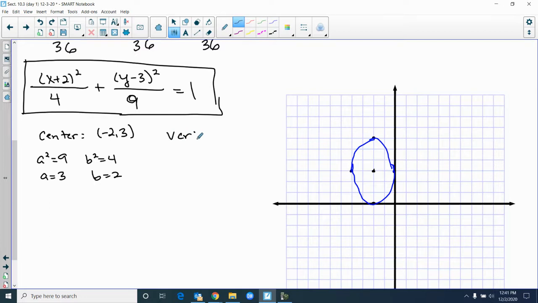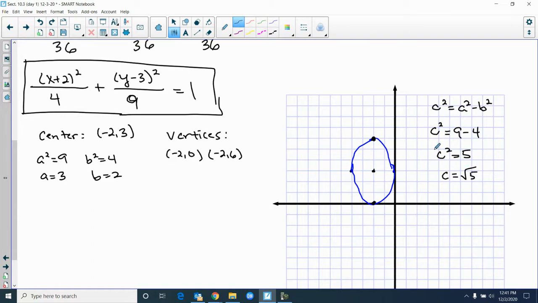Vertices. Okay, those are on the major axis. That is going to be -2, 0, and it is going to be -2, 6. For the foci, got to use the fact that c squared equals a squared minus b squared. C squared equals 9 minus 4. C squared equals 5. So C equals the square root of 5.